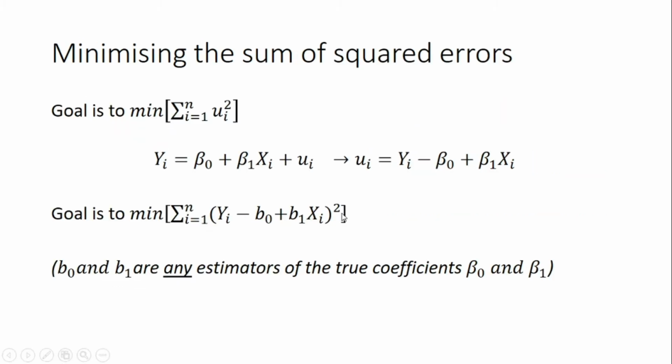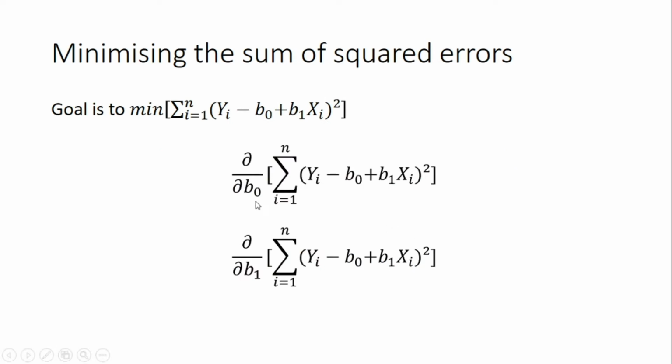Essentially all you're doing is taking this objective of minimizing u squared, and then we're using the data that we have on y and x, and we're trying to find b0 and b1, where these b0 and b1 are any estimates of the true coefficients. And the values of b0 and b1 that minimize this expression will be our best estimates of beta 0 and beta 1.